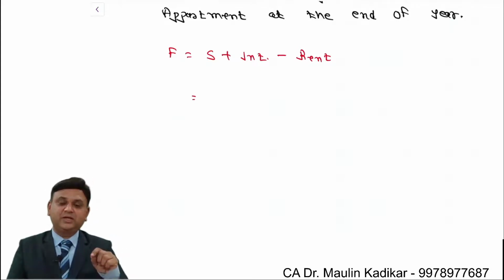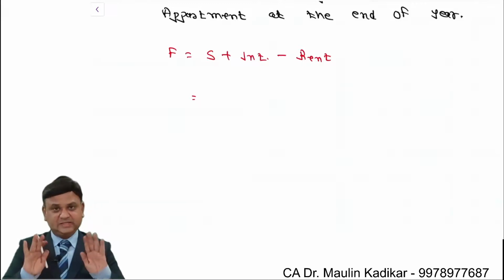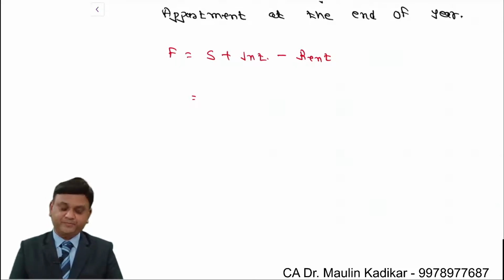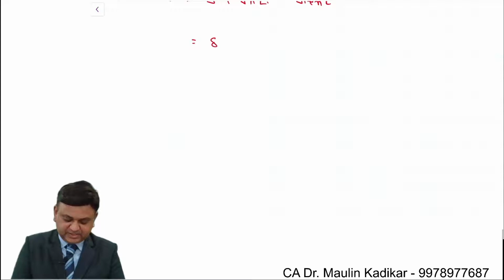Because we may not have constructed the flat, we may not. However, similar to us, the apartment units would be there in the market. What is the current price? Current price is 80 lakhs.